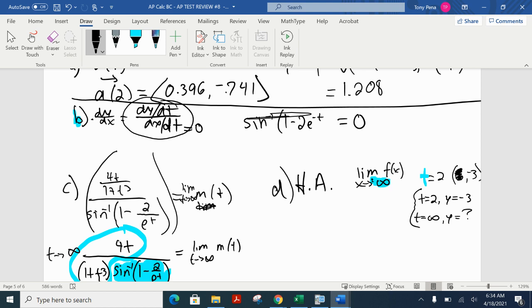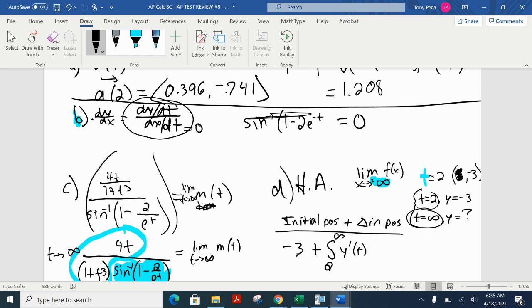So this we've done before, where I would have talked about, let's find our initial position and then add the change in position. All right. While our initial position is a -3, if I want to find the change in position, I would need, and this is our vertical position, right? So I would need to integrate y prime of t over the interval of 2, since that's what this position's time is, through infinity.